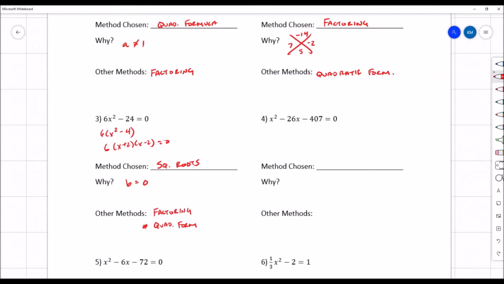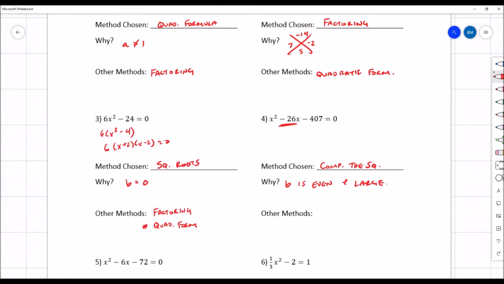I am not really excited to find 2 numbers that multiply to give me negative 407 and add to give me 26. Okay, so factoring is kind of out of the realm of possibilities for me here. But the b value is even, and it's a pretty big number. I probably would go with completing the square. Okay, b value is even and large. So that's probably what I would choose.